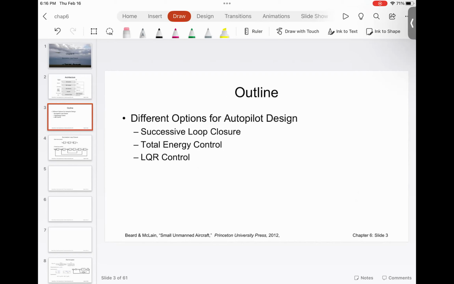Now, the first aspect is successive loop closure. And successive loop closure is not just for autopilot design. If you have a robot, if you have a 3D printer, if you have any machine tool that you want to control to perform a series of specific tasks, successive loop closure is the simplest control that you can implement.